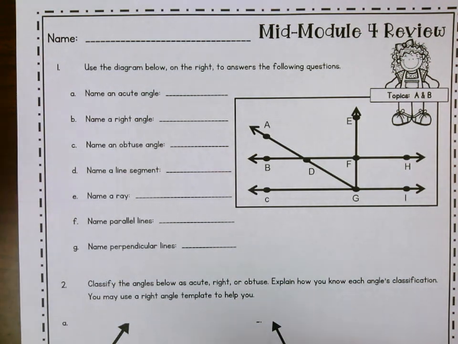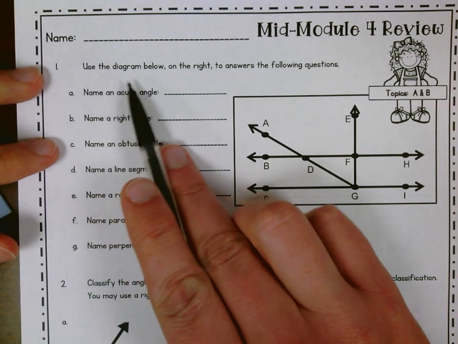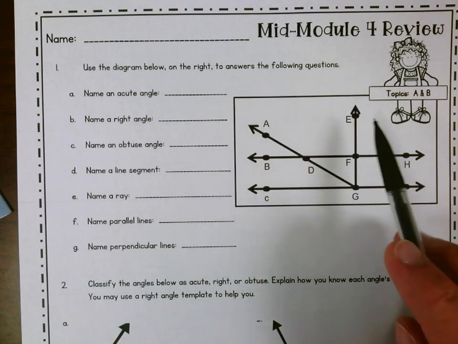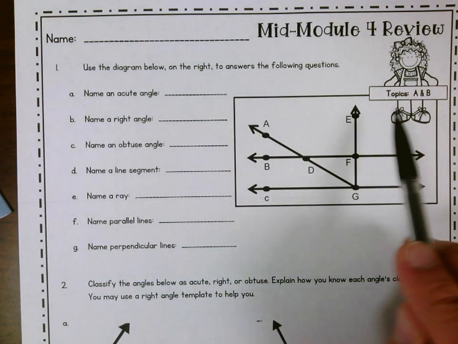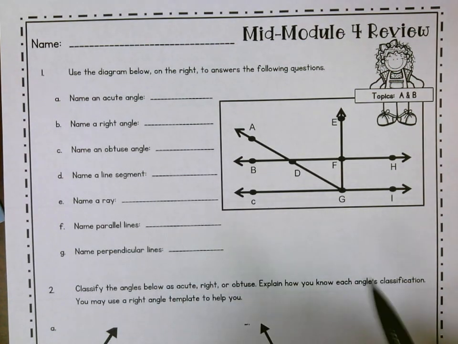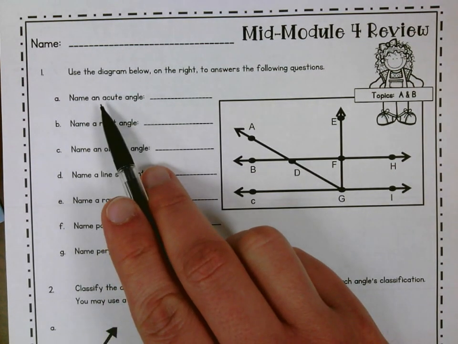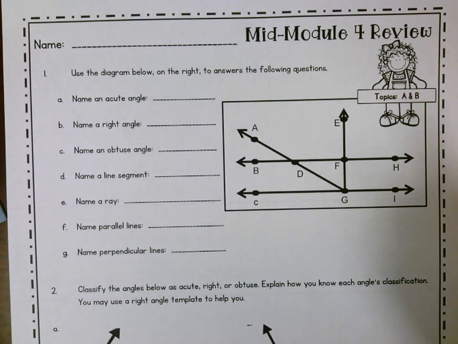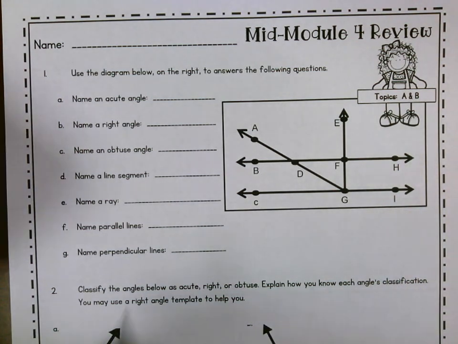Alright, so number 1 says, use the diagram below on the right to answer the following questions. Well, here's our diagram below to the right. And the first one says, name an acute angle. Well, the first thing I need to know is what is an acute angle. Now I remember that an acute angle is smaller or less than a right angle. Well, what's a right angle?